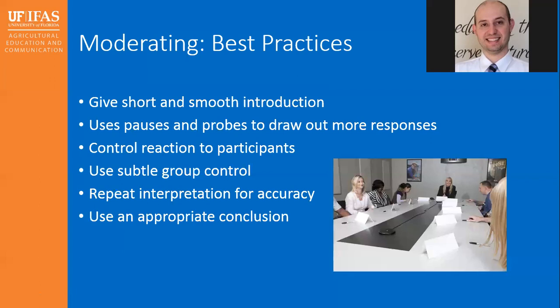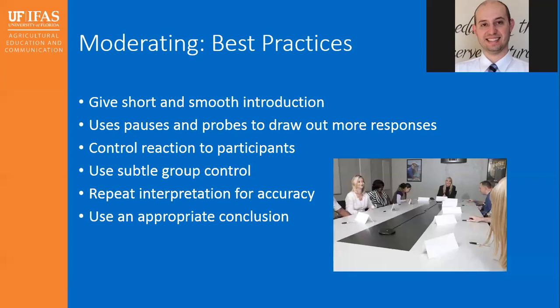Probes are really an effective means to get more detail. Usually detailed information is more useful. So consider probes like, would you explain this further? Or, can you give an example? Or, I don't understand, tell me more. So that they can unpack a little bit more detail based on their initial response.